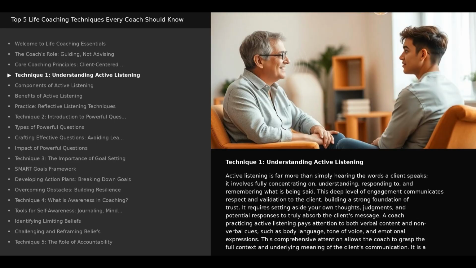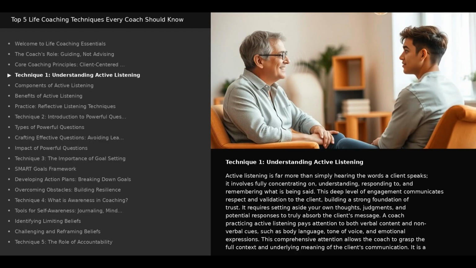Technique 1. Understanding active listening. Active listening is far more than simply hearing the words a client speaks. It involves fully concentrating on, understanding, responding to, and remembering what is being said. This deep level of engagement communicates respect and validation to the client, building a strong foundation of trust.